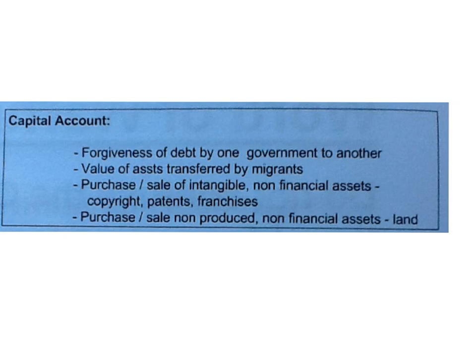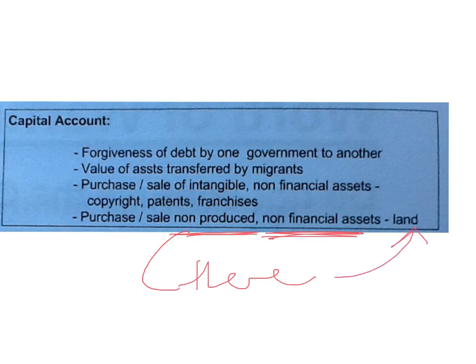Here's the capital account. Now look, this one makes me laugh. The purchase and sale of non-produced, non-financial assets. Non-produced means that it's already there, it's present. And so it must be talking about things like land or mineral resources or whatever.